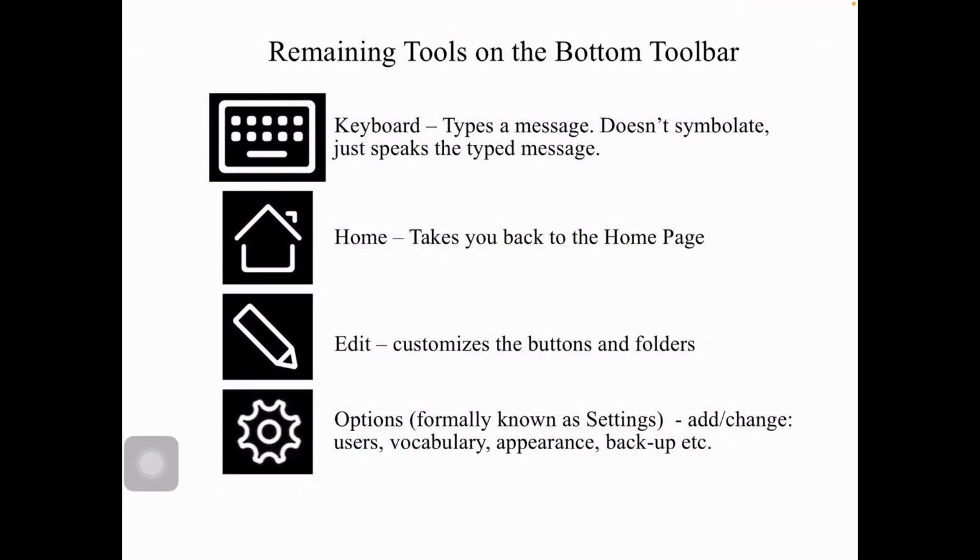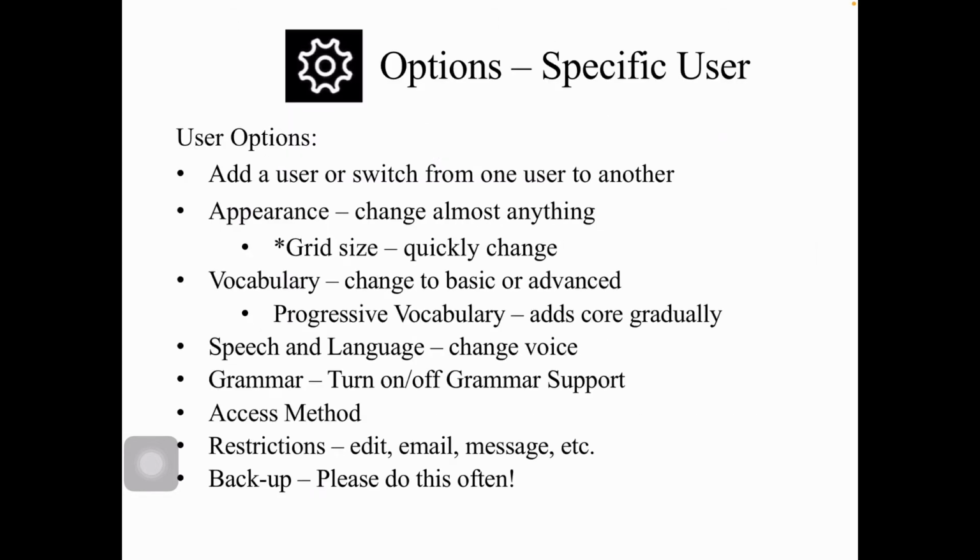So the remaining tools at the bottom of the toolbar are the little pencil, which is the edit button. That's where you go to customize your buttons and folders. And then to the right of that is a small cog that is options. It was formerly known as settings, so you'll hear it called that too. So options is where you go to do pretty much everything. It's where we went to add our user. You can change the appearance, vocabulary, your access method. So let's take a look at options.